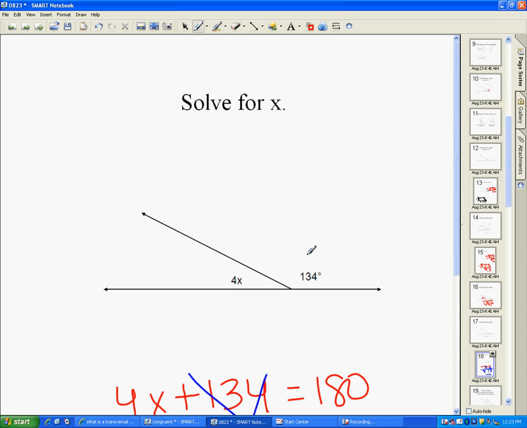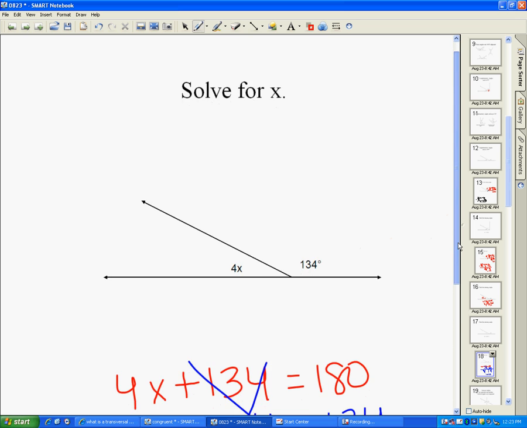For this one, I know that these two angles together are equal to 180 degrees. But this time I want to solve for x. I'm not figuring out the missing angle measure. I want to solve for x. So I've got 4x plus 134 is equal to 180.